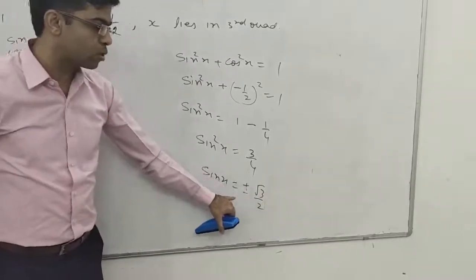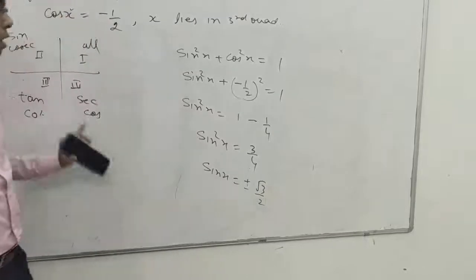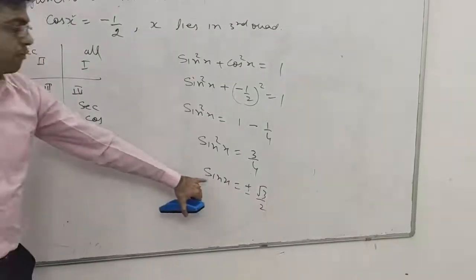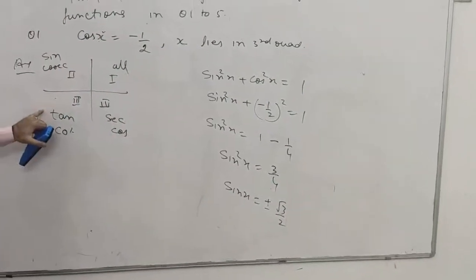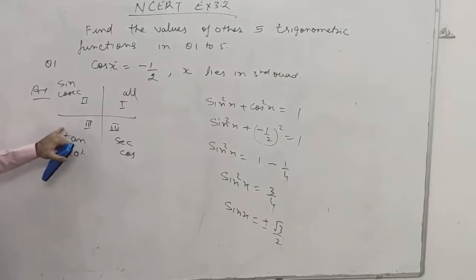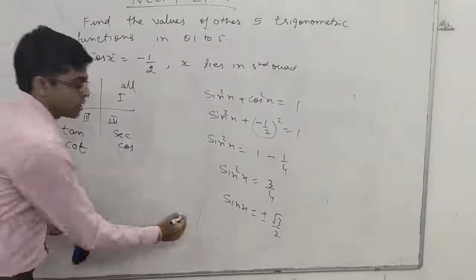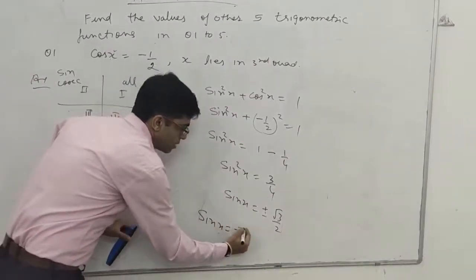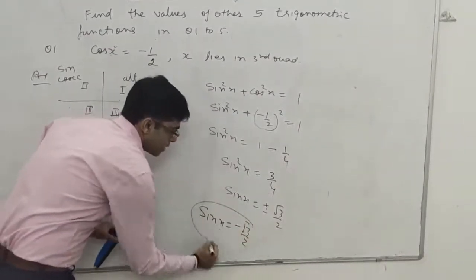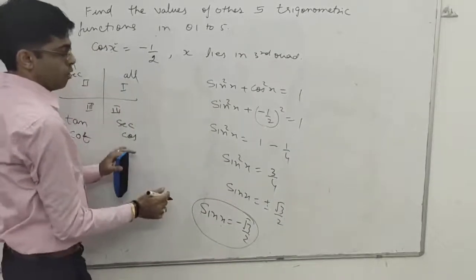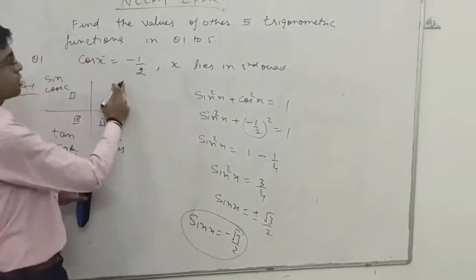Now which value will you take? Sin x, the positive root 3 value or negative, depending on x. We know that the angle is in the third quadrant, and in the third quadrant only tan and cot will be positive. So sin x we will take as negative. This is the answer. Now sin x is this, cos x is this one.